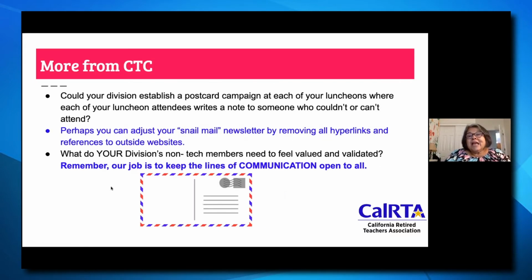Could your division establish a postcard campaign at each of your luncheons where each of your attendees writes a note to somebody who couldn't or can't attend? Perhaps you can adjust your snail mail newsletter by removing all hyperlinks and references to outside websites. Just a thought. What do your division's non-tech members need to feel valued and validated?